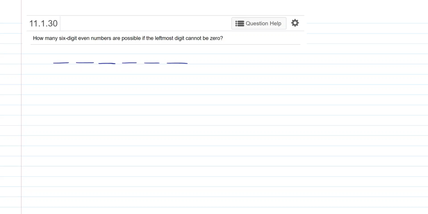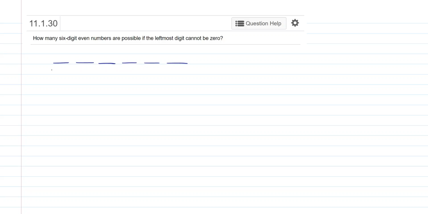One of the questions is, do I use the fundamental counting principle? Should I use permutations or combinations? Since I'm allowed to repeat digits, I should be thinking only about the fundamental counting principle. Okay, so I've got a couple restrictions. I always start with the restrictions.